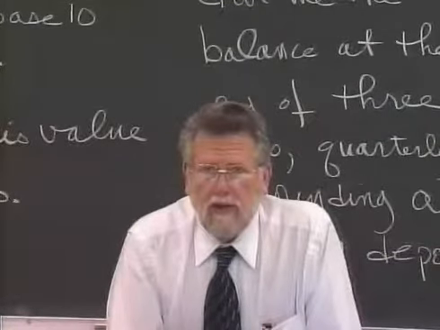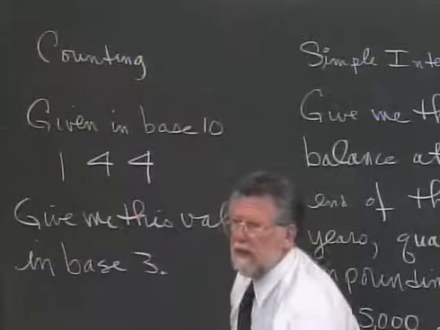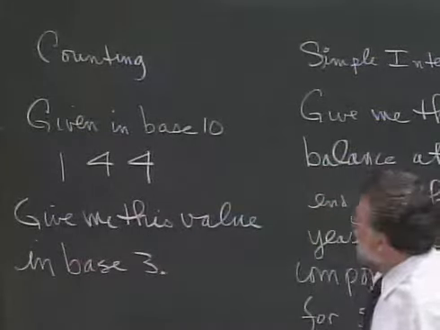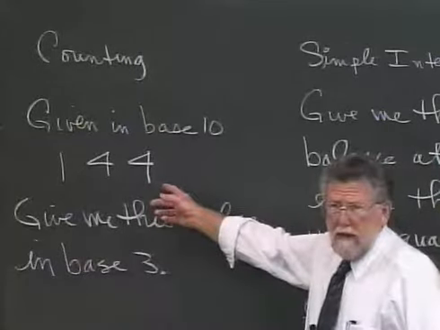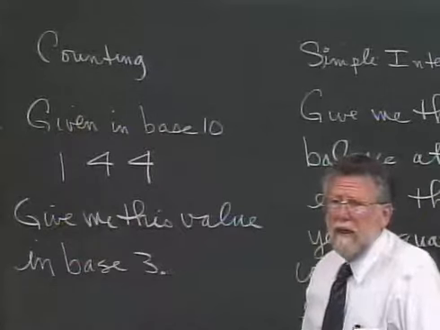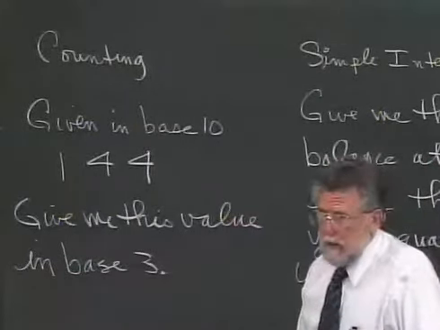So let's cut to the first problem from counting. Okay, so basically it states, as I come off to the side of this, we're going to start with this number in base 10. So it's 144. It's called a gross in the business community. And I want you to give this value in base 3.